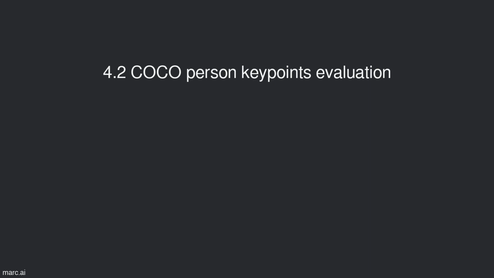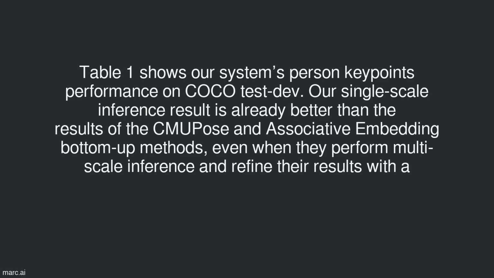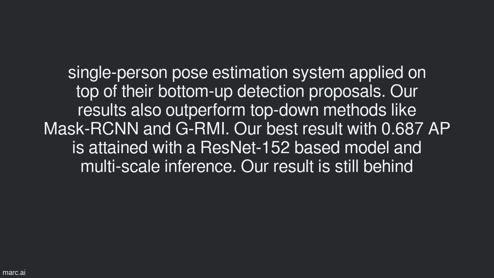4.2 COCO Person Keypoints Evaluation. Table 1 shows our system's person keypoints performance on COCO test dev. Our single-scale inference result is already better than the results of the CMU pose and associative embedding bottom-up methods, even when they perform multi-scale inference and refine their results with a single-person pose estimation system applied on top of their bottom-up detection proposals. Our results also outperform top-down methods like Mask-RCNN and G-RMI.